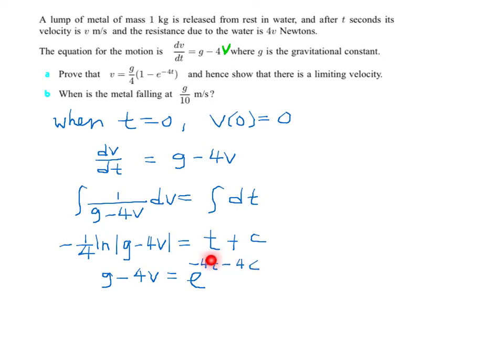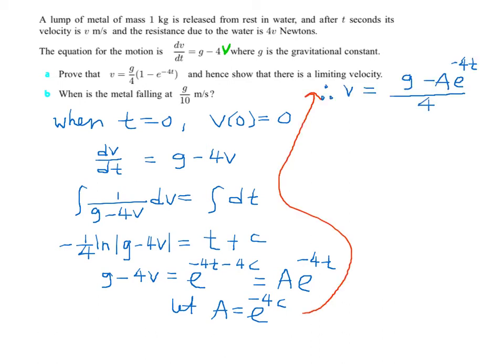So perform some algebraic manipulation and you will get this. And of course, you can write this as a, or rather A e to the power -4t, by letting A be equivalent to e to the power of -4c, where c, we recall, is just a constant. Now rearranging this, you end up writing v as the subject, and because of the initial condition that v is 0 at t equals 0, we can now substitute that in.